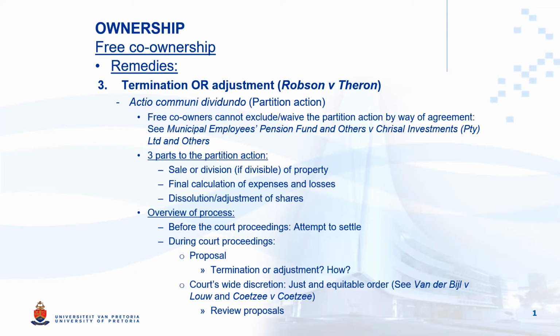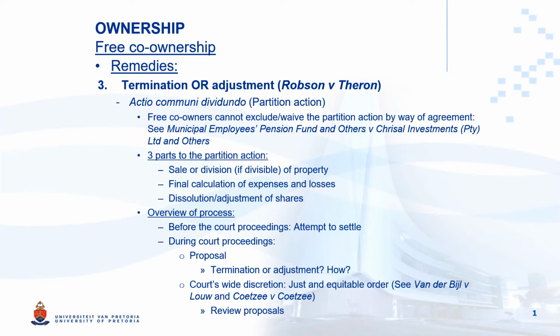If the court is satisfied, based on the facts and the proposal, that the proposal is just and equitable, the court may accept the proposal. The court will then make an order based on the proposal. So in other words, the order would either be for sale or division depending on which proposal was actually brought to court and which proposal the court found is actually just and equitable.